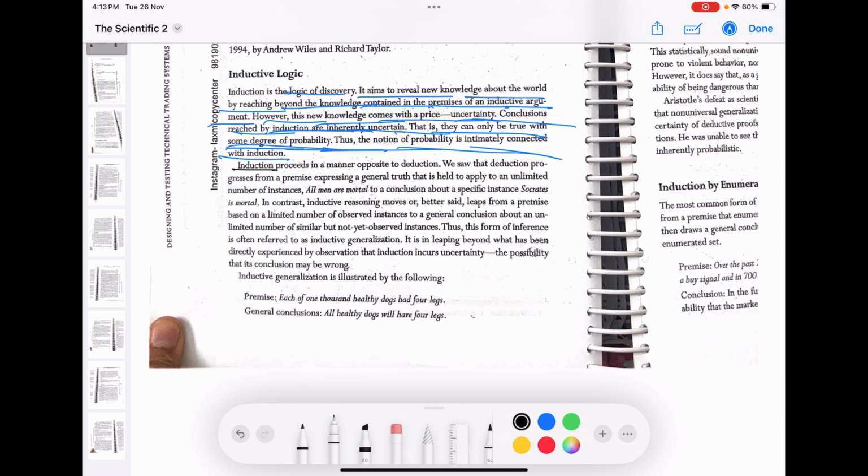Now, induction proceeds in a manner opposite to deduction. We saw that deduction progresses from a premise expressing a general truth that is held.